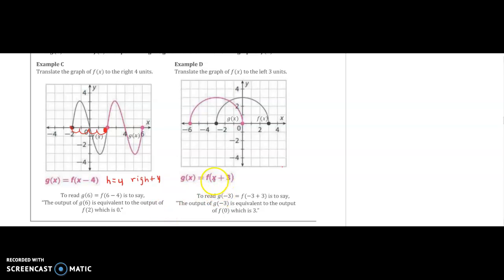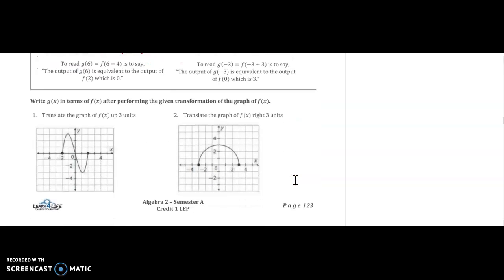All right, now this one, f of x plus 3. So here we have this function, and notice it gets shifted to the left 3. 1, 2, 3. To the left 3. All right, so sometimes we're only going to be given the graph, and we have to determine what the function looks like in here. So here, h is -3, and it's the opposite sign of what's in here. All right, so that's left 3.